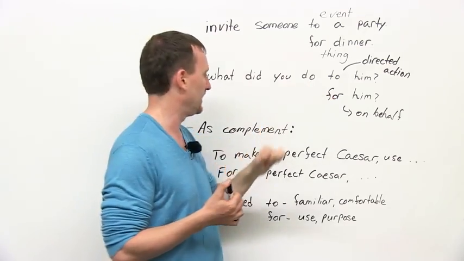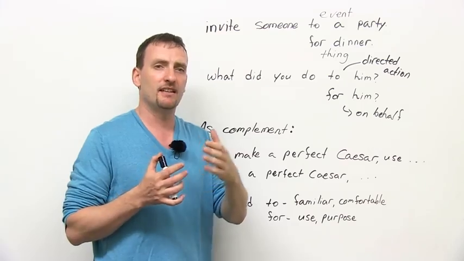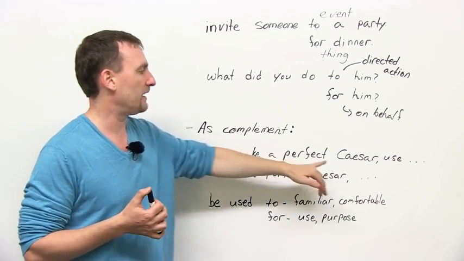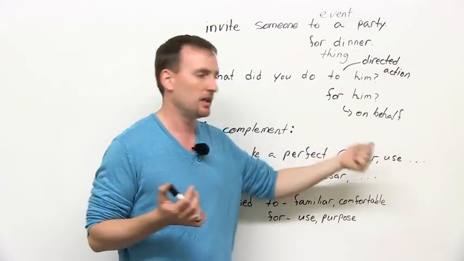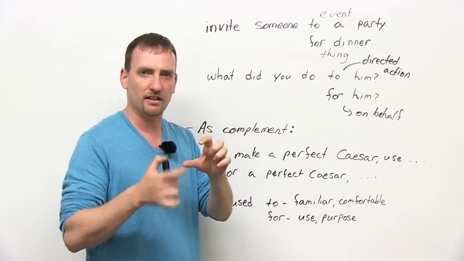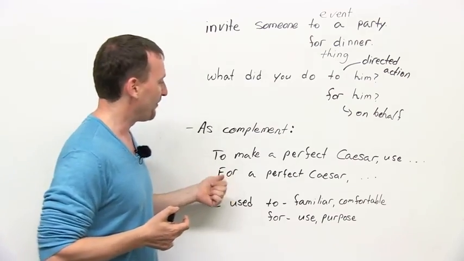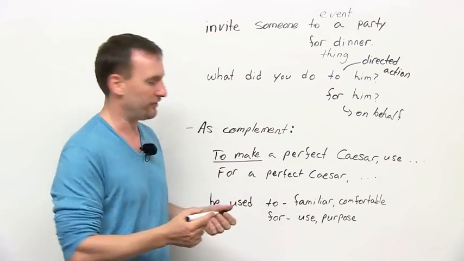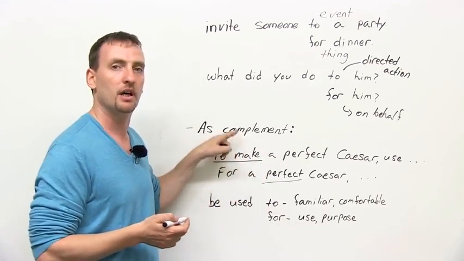Okay? Now, we can also use to and for as a complement. A complement is a phrase that completes the meaning of something before. So I want to say, to make a perfect Caesar, use spiced clamato juice. A Caesar is a drink, an alcoholic drink. Vodka, clamato juice, Tabasco, a little spices, it's very delicious. Very Canadian drink. For a perfect Caesar, use spiced clamato. Again, I have the infinitive verb, I have the for thing, noun, verb. That's the only difference when we're talking about complement.